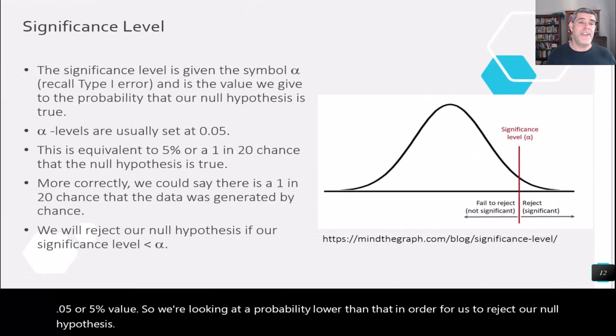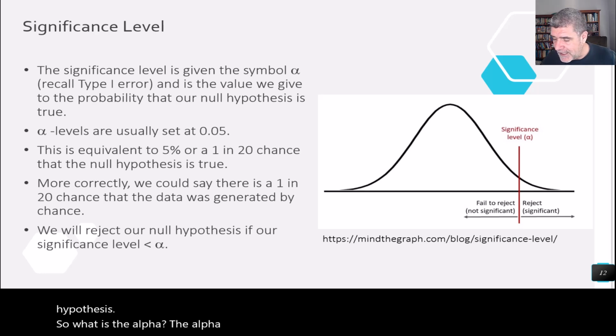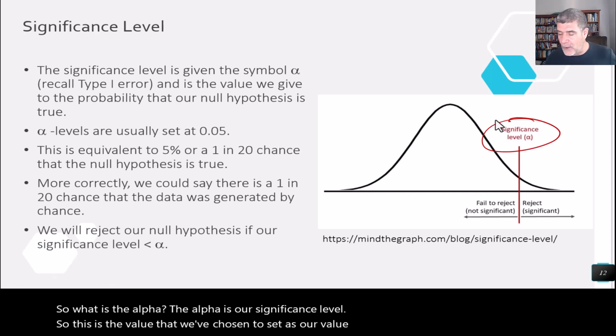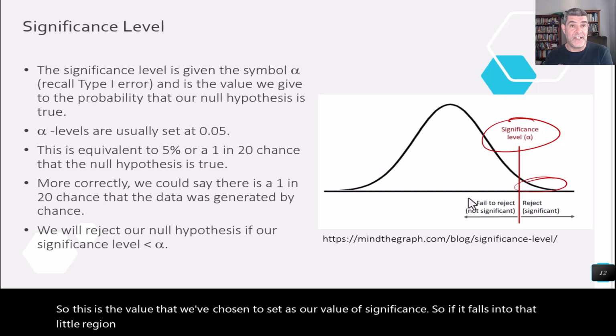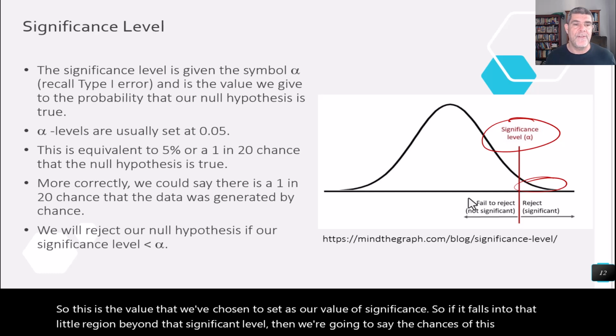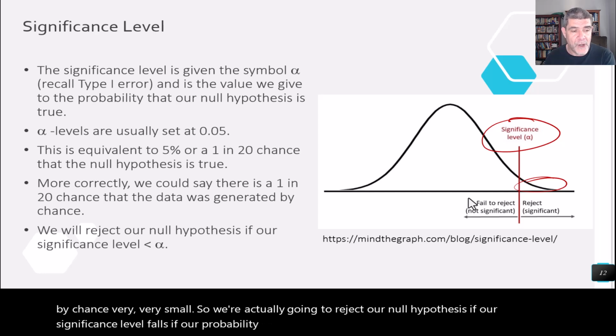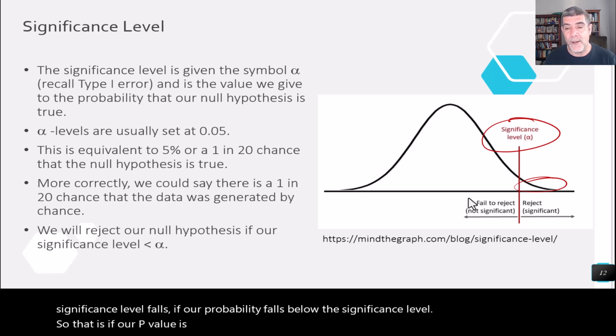So what is the alpha? The alpha is our significance level. This is the value that we've chosen to set as our value of significance. If it falls into that little region beyond that significance level, then we're going to say the chances of this happening by chance are very, very small. So we're going to reject our null hypothesis if our probability falls below the significance level. That is, if our p-value is less than 0.05, if that's what we've set as our alpha level.